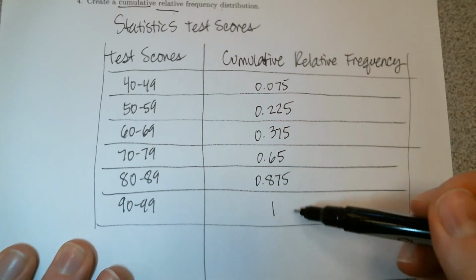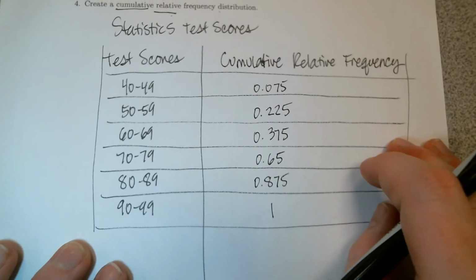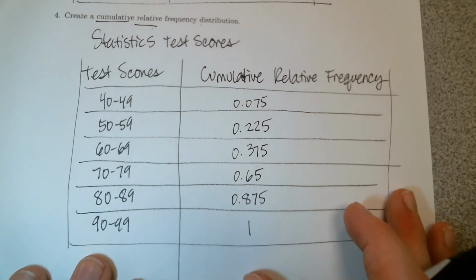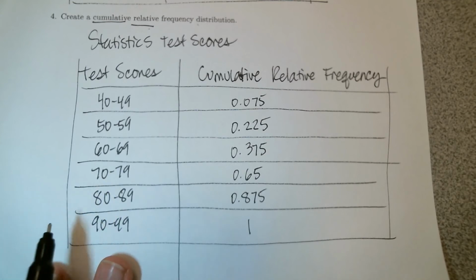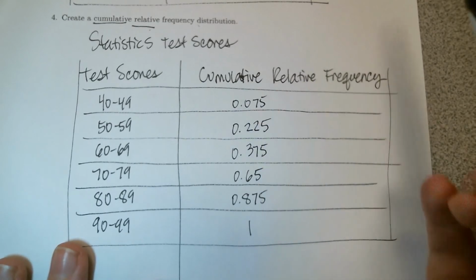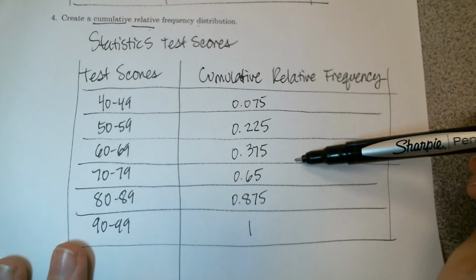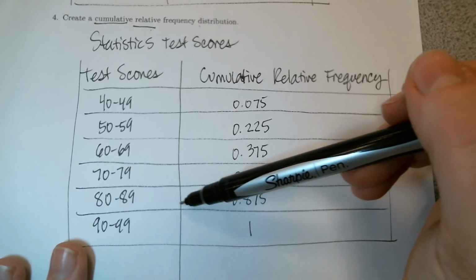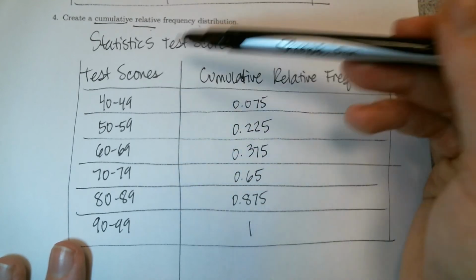That means 100% of the data is right here in this table. Cool. So in a cumulative relative frequency distribution, what you're doing is you're accumulating, okay? You're taking your relative frequencies and you're adding them up to include not only the relative frequency for this class, but also the relative frequency of all of the previous classes.